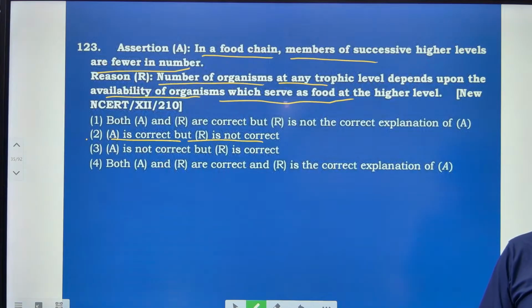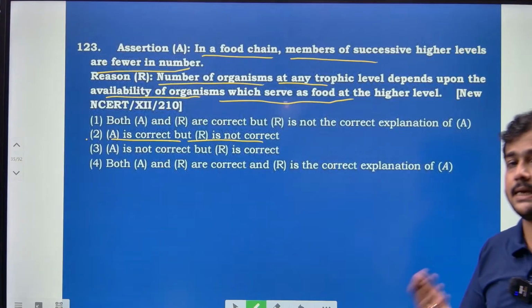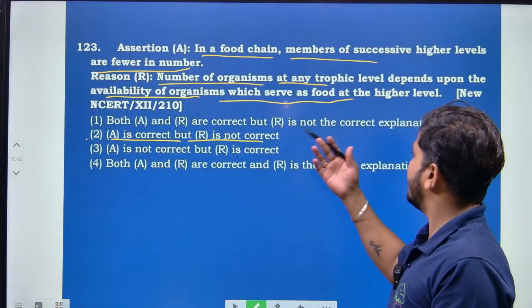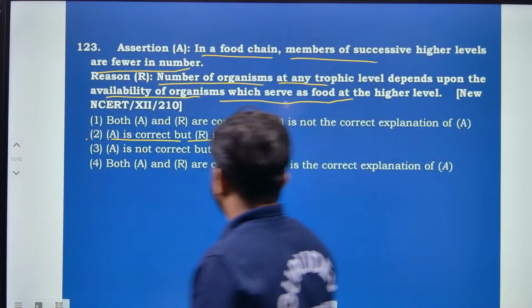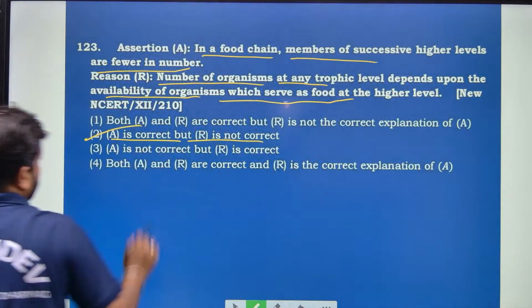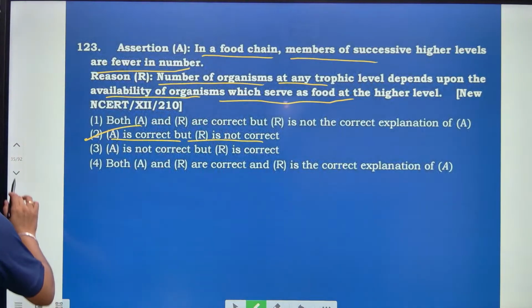When the food is made available, automatically the next higher level in the hierarchy should increase. When food is available, then definitely the higher level is going to increase. So based on that, option 2 is correct, right?